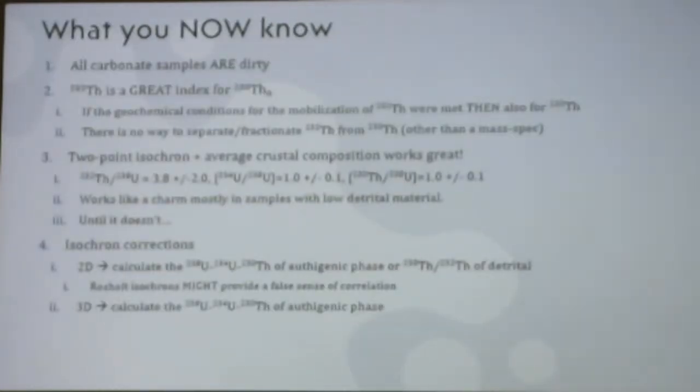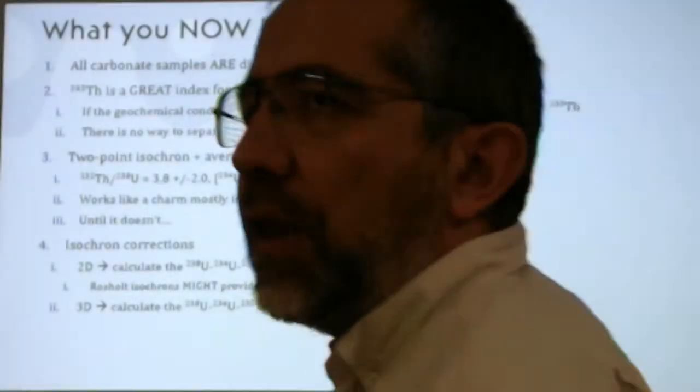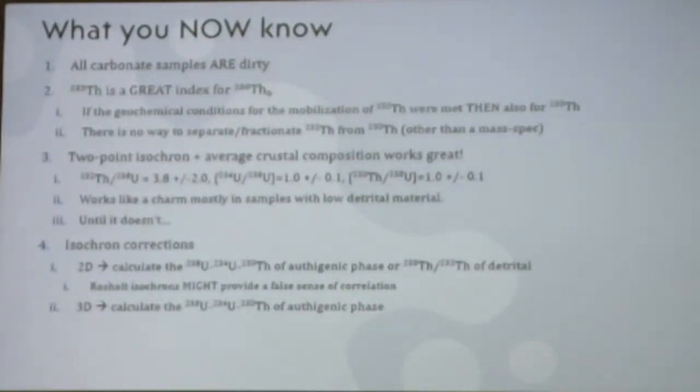So, what do we know now? We know that all carbonate samples are dirty, all of them. All stalagmites will have some degree of thorium-232. If you introduce thorium-232 into your sample, it basically means that you also introduce at least a tiny part of uranium or thorium-230. A 2-point isochron will work great in most cases, particularly if you have low thorium-232.